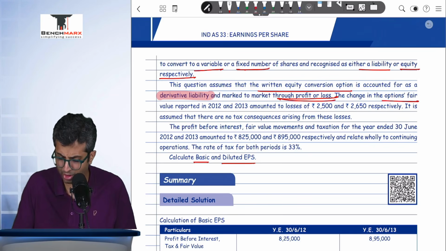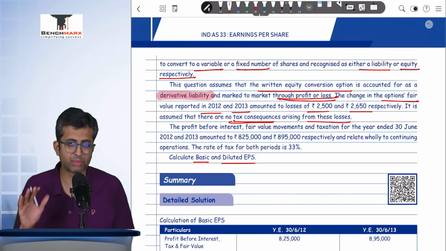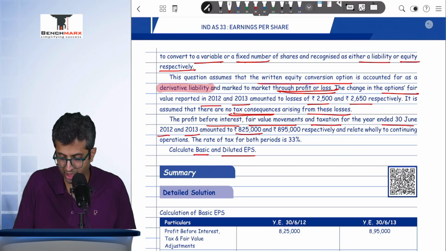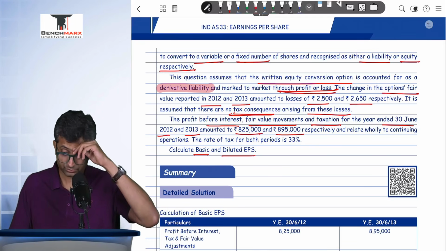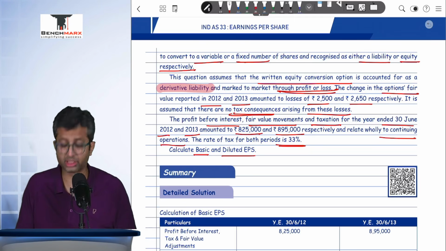The change in the option's fair value for 2012 and 13 was 2,500 and 2,650 respectively. It is assumed that there are no tax consequences arising from these losses. Interest may be tax deductible, but these losses are not. Profit before interest, fair value movements and taxation for the year ended 30th June 2012 and 13 is 8,25,000 and 8,95,000 respectively, relating to continuing operations, and the rate of tax is 33%.